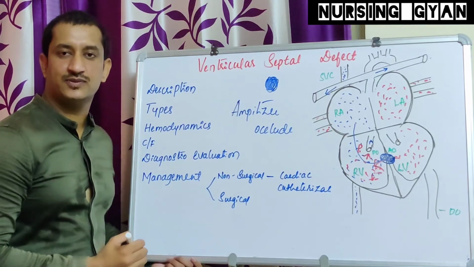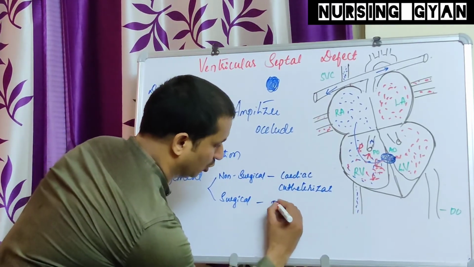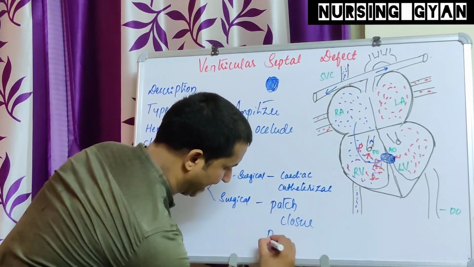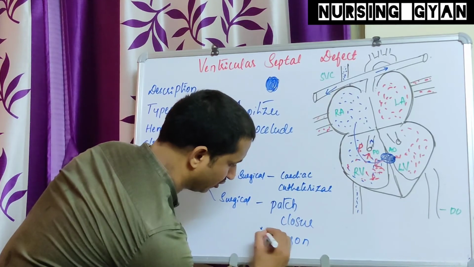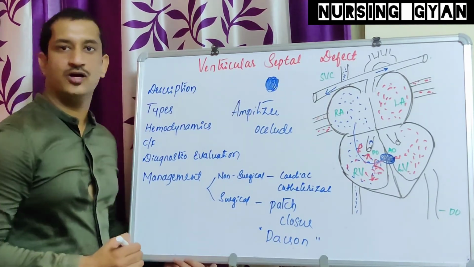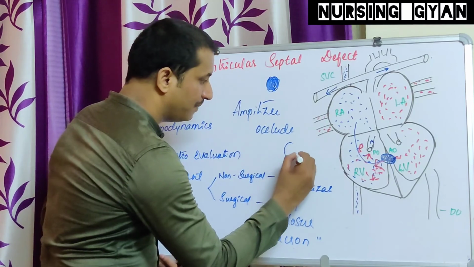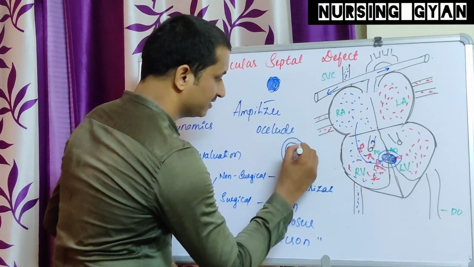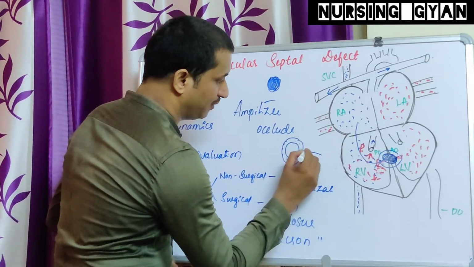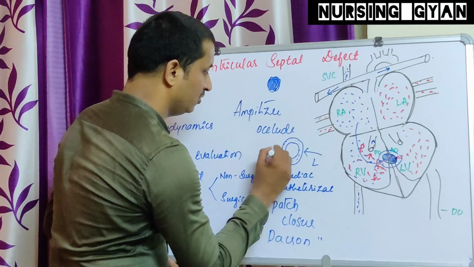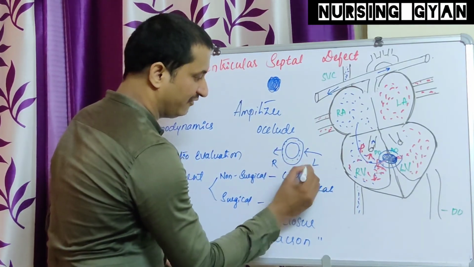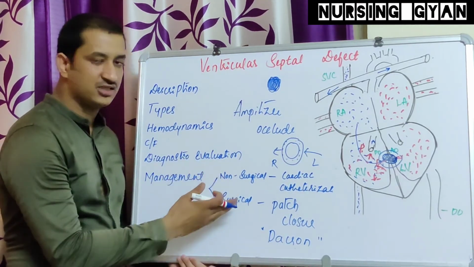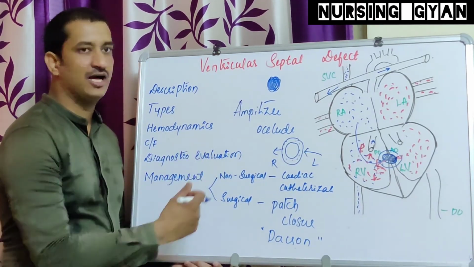And second one, in case of surgical management, we will do a patch closure. It is mainly a Dacron patch, which is made of a polyester material, as I told earlier. In this particular condition, a patch is attached over this particular hole and sutured on the sides, where it stops the blood which comes from the left side to the right side. So left to right shunting is prevented by this particular method. So these are the non-surgical and surgical management of ventricular septal defect.